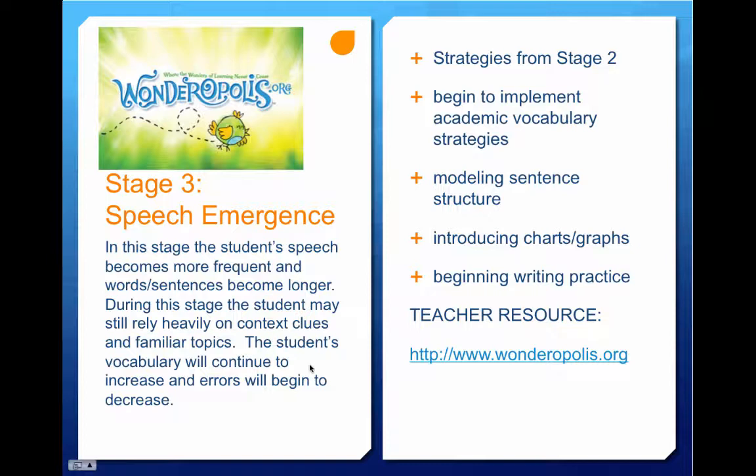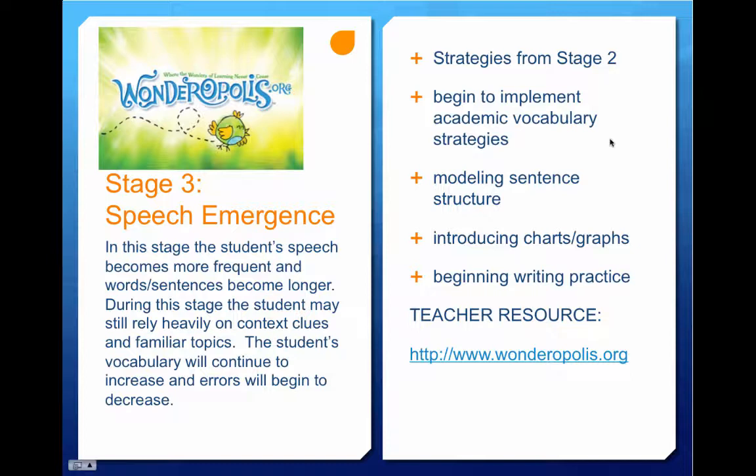Errors become less frequent. At this point, we're still using some of the stages 1 and 2 strategies, but we're beginning to implement academic vocabulary strategies. So we can model sentence structure, we can implement questioning strategies, vocabulary strategies, content vocabulary strategies, how to use context clues. This is a great time to introduce charts and graphs.